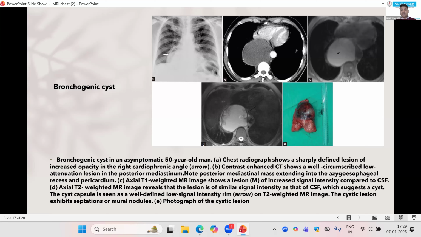Then you can see the same lesion in the CT scan. And this finding which is there on the MRI T1 and T2 weighted images, you can see the consistency is similar to that of CSF. So that's why you have to understand what is seen brighter in the T1 and T2 weighted images. So you can clearly see that this is a cyst, and the lining of the cyst can be seen in these T2 weighted images. And when we operated on this patient, we got the gross specimen of the bronchogenic cyst like this.